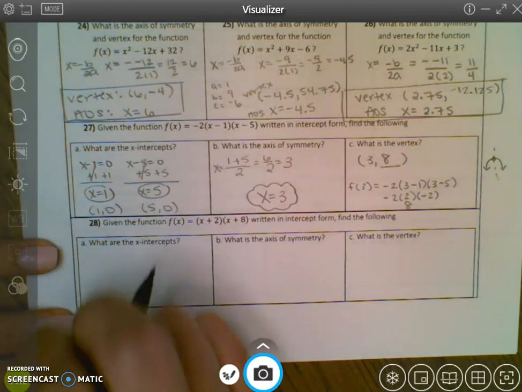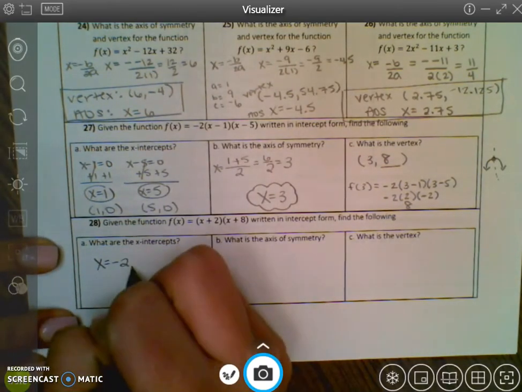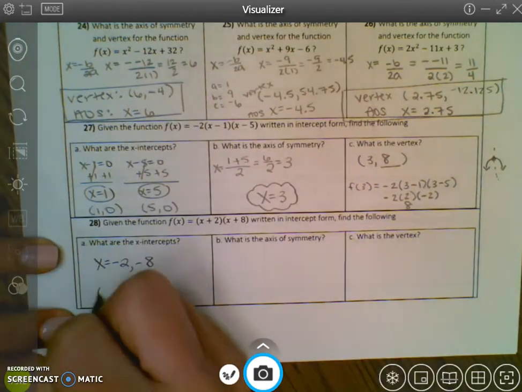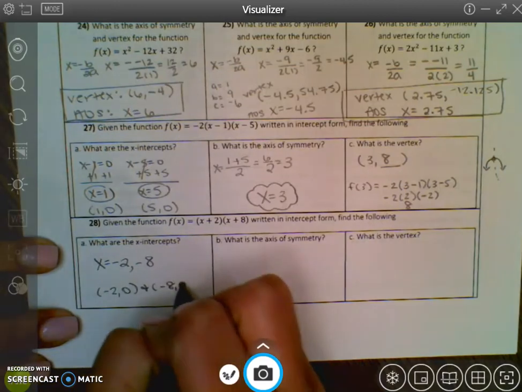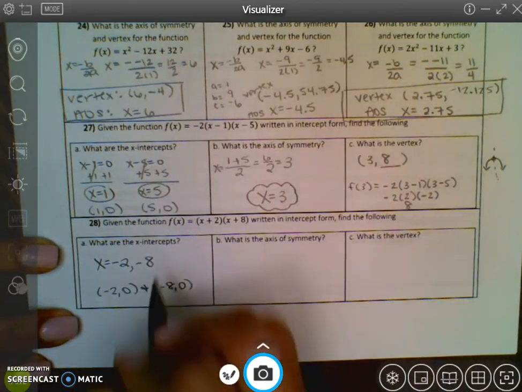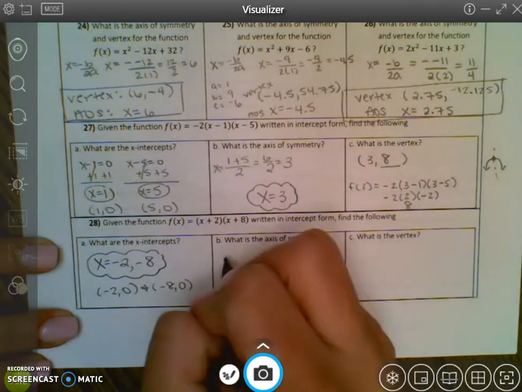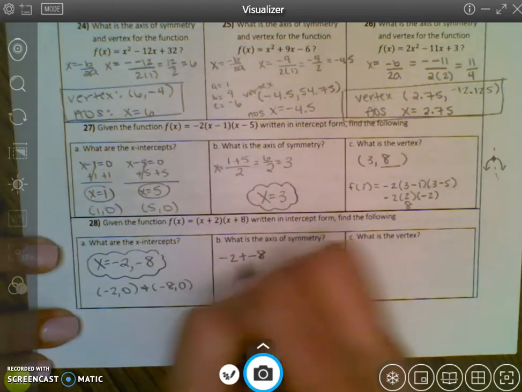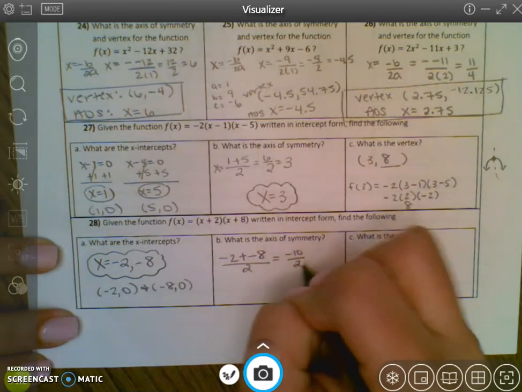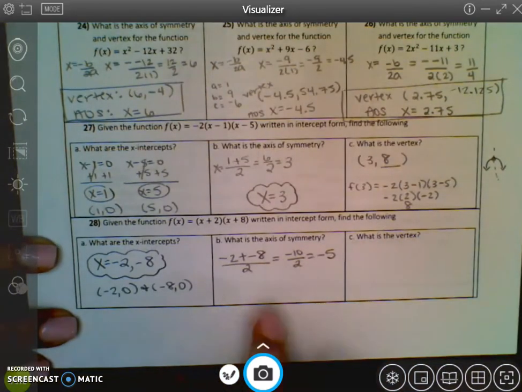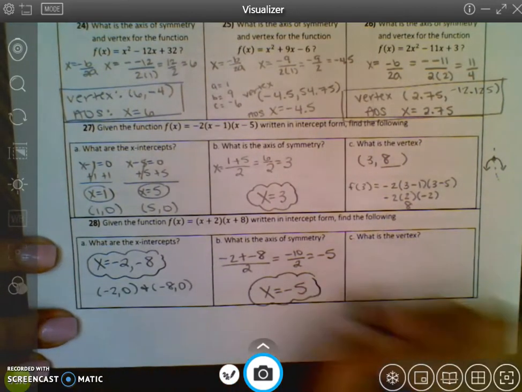Okay, hopefully you've tried 28. So again, the x-intercepts: x is going to equal -2 and -8. Or you could see it written as a point. Okay, so either one is fine. I'm just going to bubble it in. Okay, axis of symmetry, you're taking the two and adding them together and dividing by 2. So that's -10 over 2, which is -5. And if you think about it, this should make sense. So x equals -5 is your axis of symmetry.